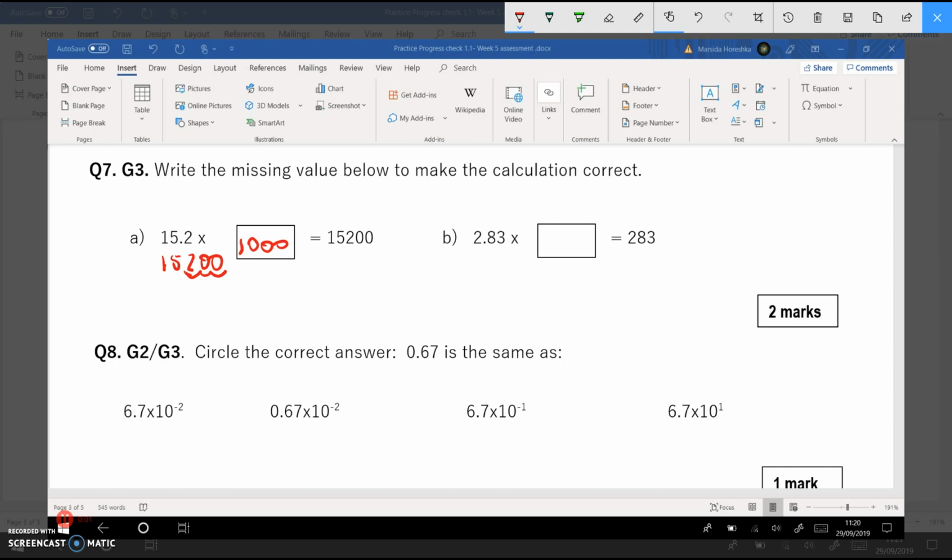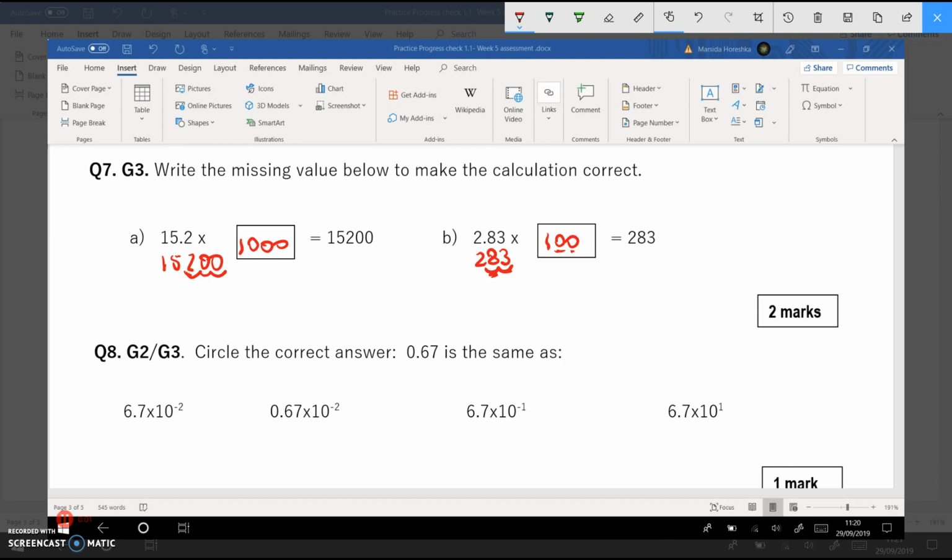2.83 has turned into 283. So the decimal point has shifted 2 places to the right. That means we're multiplying by 100, because 100 has 2 zeros, just like the 2 places that the decimal point has shifted.